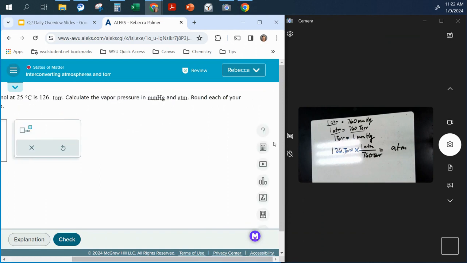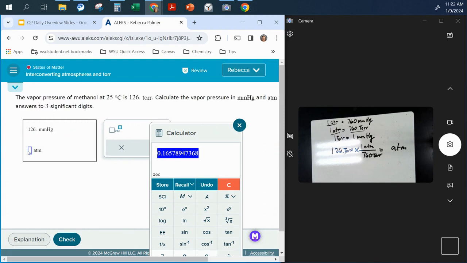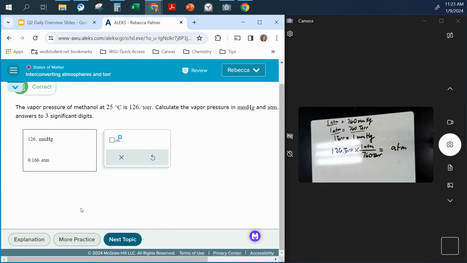You can use the Alex calculator or your own calculator. 126 divided by 760. And we need 3 sig figs, 0.16, and I'm going to round up to a 6. Okay, and that's in atmospheres. Okay, so not too bad if you know how to convert.